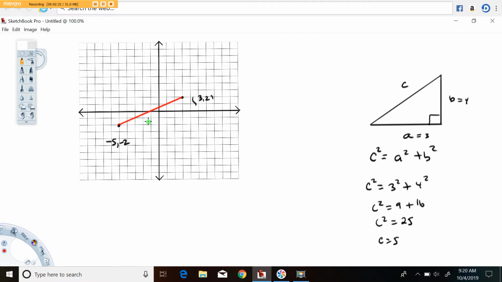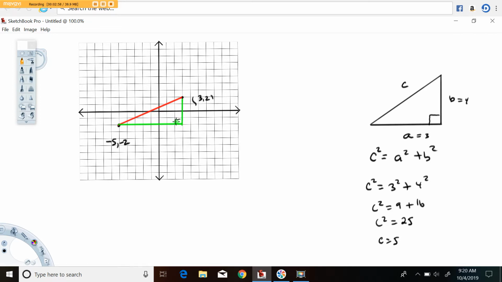The way we can calculate that distance is by making ourselves a right triangle. Here's one way we might do that. This distance from here to here is the horizontal distance between the -5, -2, and the 3, 2. And then this distance is the vertical distance. You notice what we have now is a right triangle. This triangle would make a right angle right there.